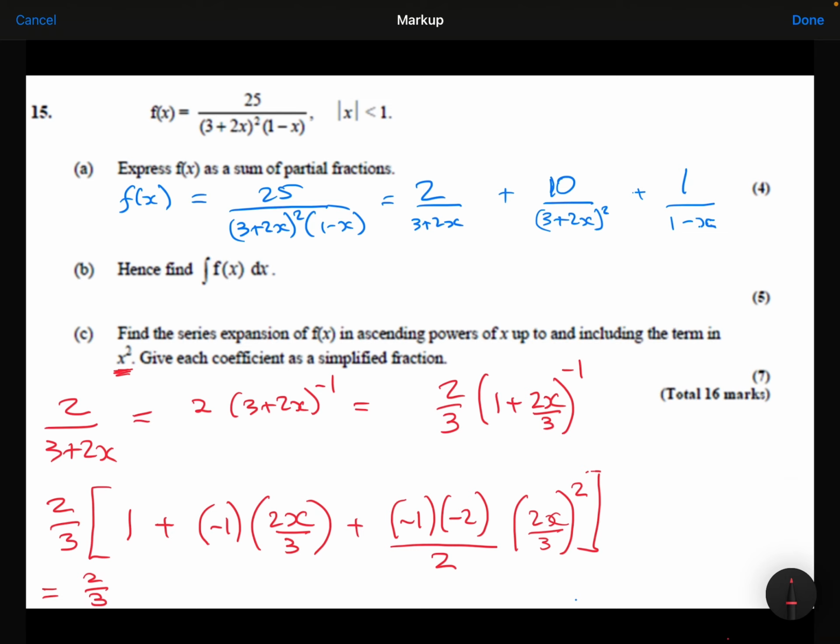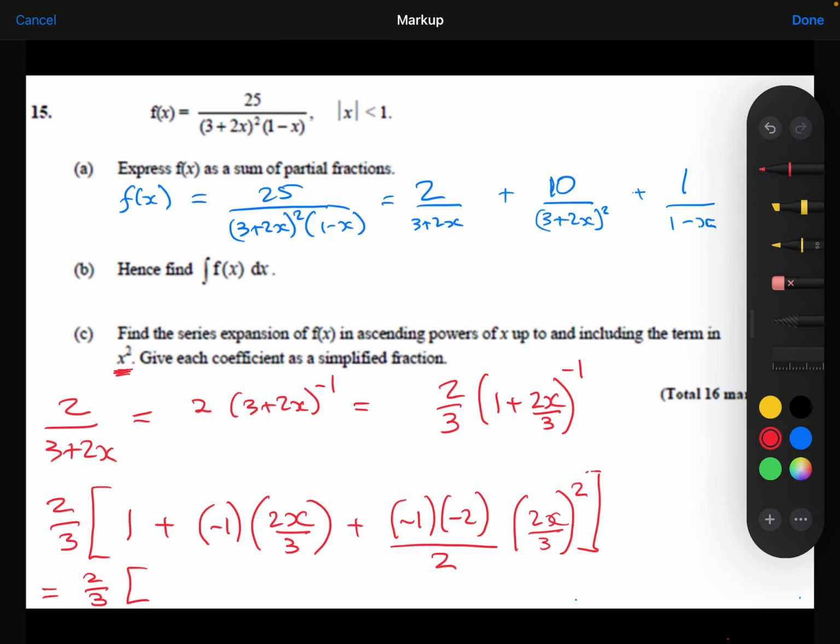Right, we've got the 2/3. Right, let's simplify each of these terms then. We've got the minus 1 times the 2x over 3, so that's minus 2/3 x. Then we have the minus 1 times the minus 2, so that's a plus 2, divided by 2, so that's just 1. And then we have the 2x over 3 squared, so 2x over 3 times 2x over 3 is 4x squared over 9.